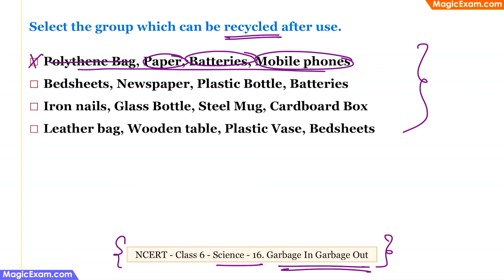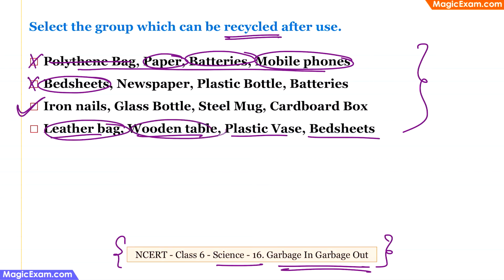Next, bed sheets, newspaper, plastic bottle and batteries. Here again, bed sheets can be reused if they are in good condition. They can be reused for making some other articles. However, they cannot be recycled. Therefore, this is also an incorrect statement. Next, iron nails, glass bottle, steel mug and cardboard box. Now all of these 4 items can be recycled. Therefore, this has to be the correct answer. And the last statement says leather bag, wooden table, plastic vase and bed sheets. Here again, a leather bag, a wooden table and bed sheets may be reused if they are in good condition. However, they cannot be recycled. Therefore, this is also an incorrect choice.